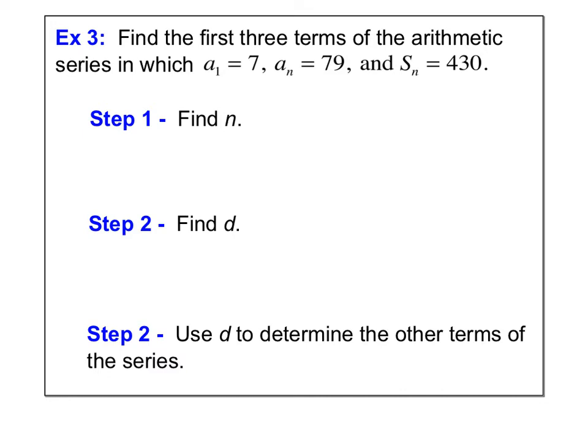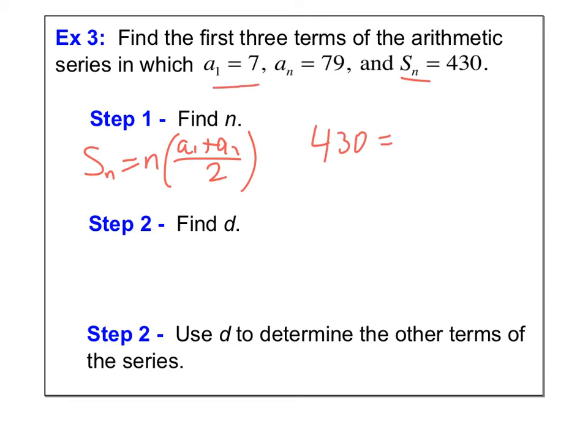So let's find n. N can be found using this equation, which, by the way, will be provided for you guys. And we say that s sub n here is 430. The first term is 7. So n is what we're after, so 7 plus 79, right? A sub n in the equation, over 2. And we find that n is going to equal 10. Terrific.